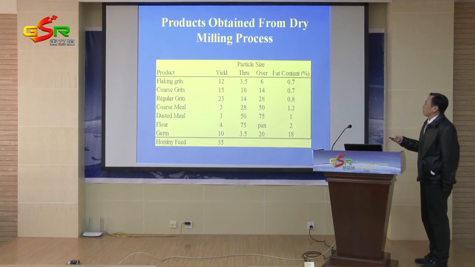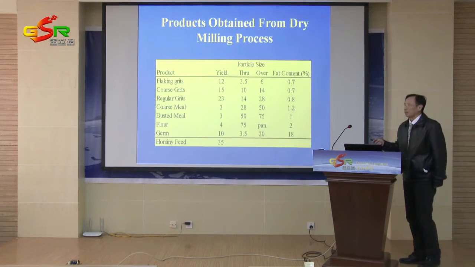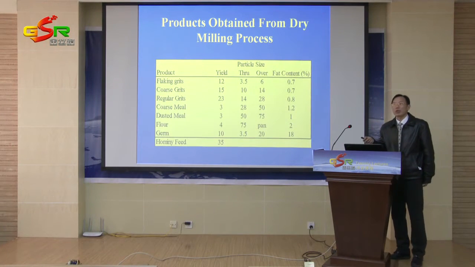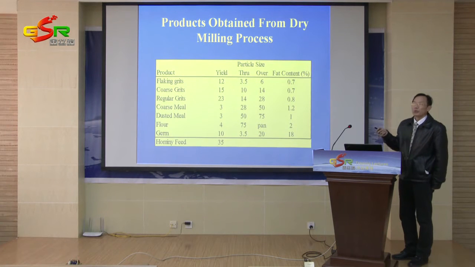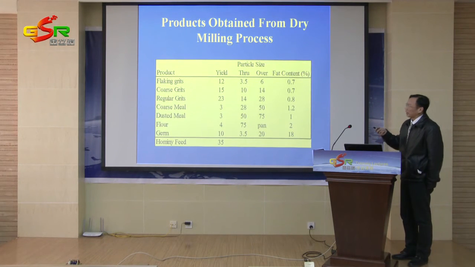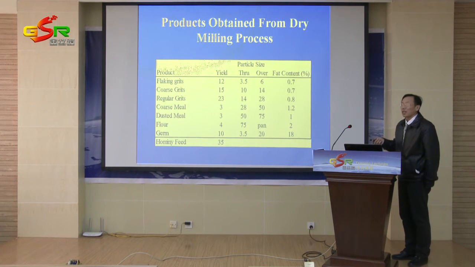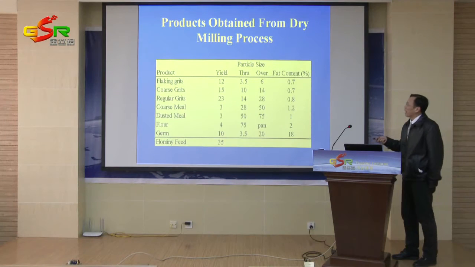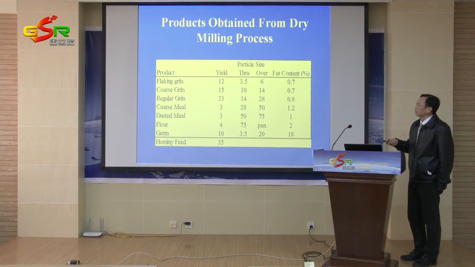If we want to get the final product in the cereal processing, we should use different machines and different processing, such as the cleaning processing, conditioning processing, and the milling processing to meet the market requirement.